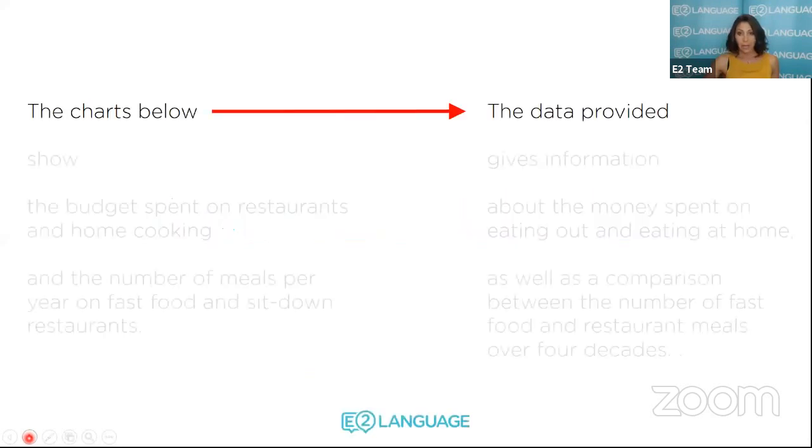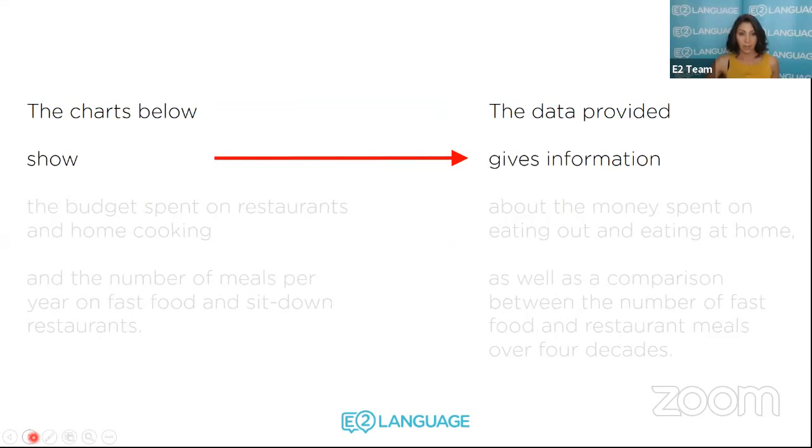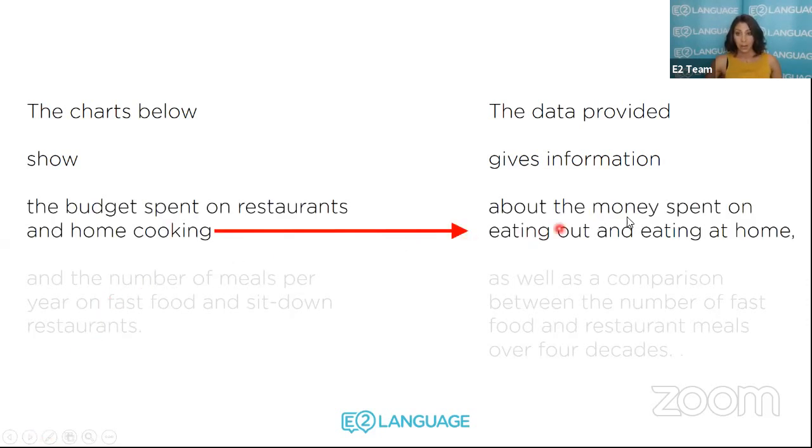Okay, so a model answer for our introduction or a paraphrase of the prompt would be the charts below. We can change that to the data provided, because charts are all about data, okay, providing data. Instead of the verb show, we can say gives information. About what? About the money spent on eating out and eating at home, instead of the budget spent on restaurants and home cooking. So restaurants, I said eating out, and home cooking, I changed it to eating at home.